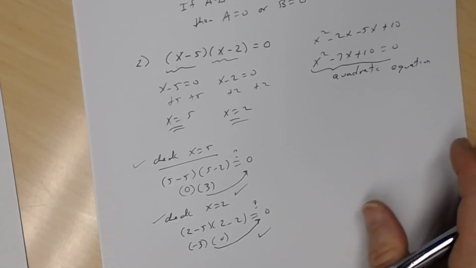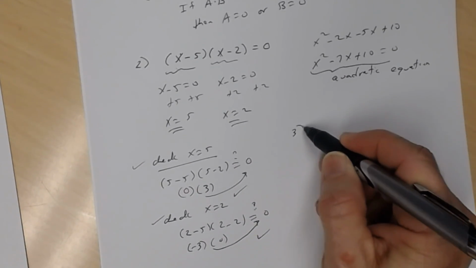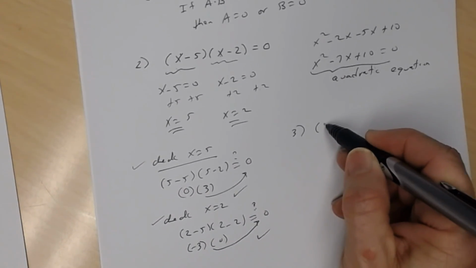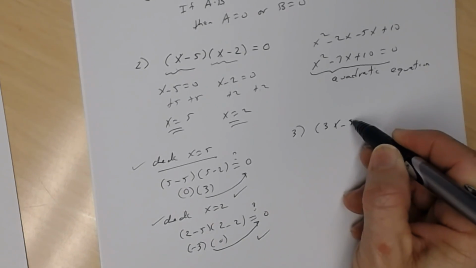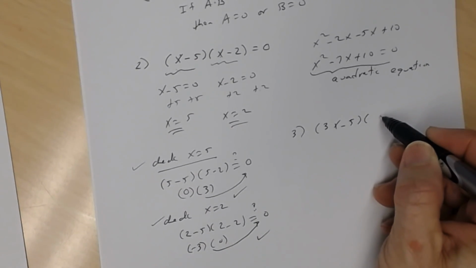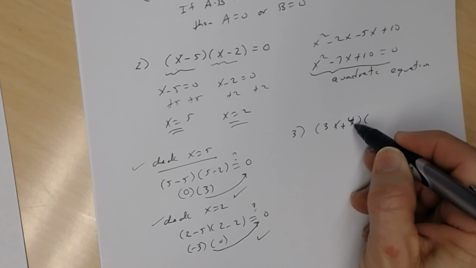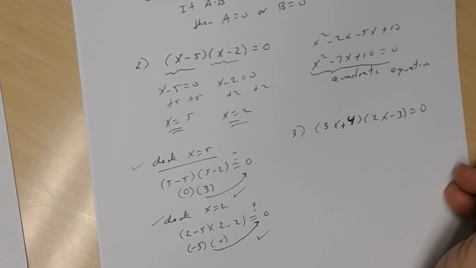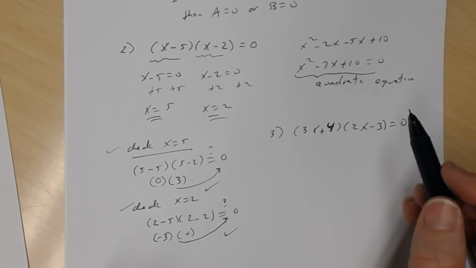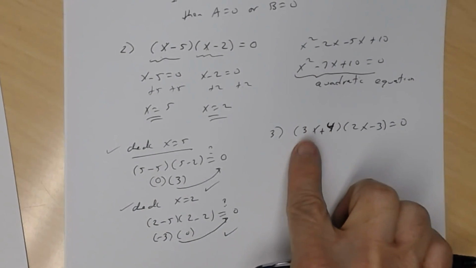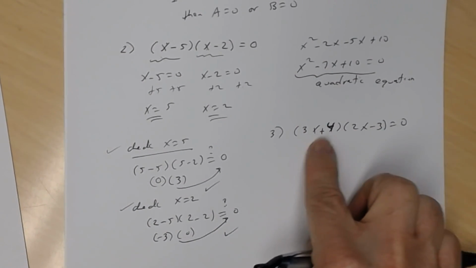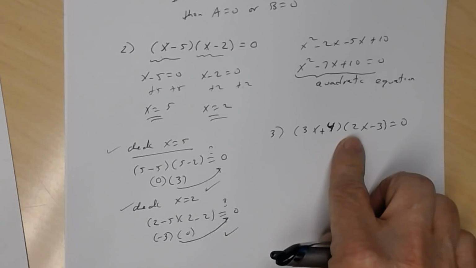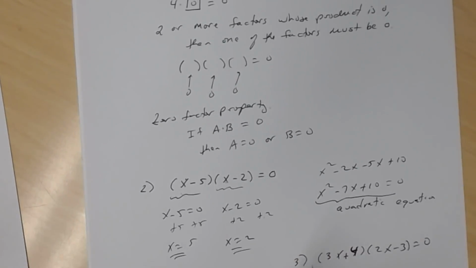Okay? Now, let's look at number 3. So there's going to be number 3. Let's suppose we had (3x plus 4) times (2x minus 3), and that product is 0. So again, I'm going to ask you, can you tell me what kind of equation this is? And all you've dealt with so far were linear equations.